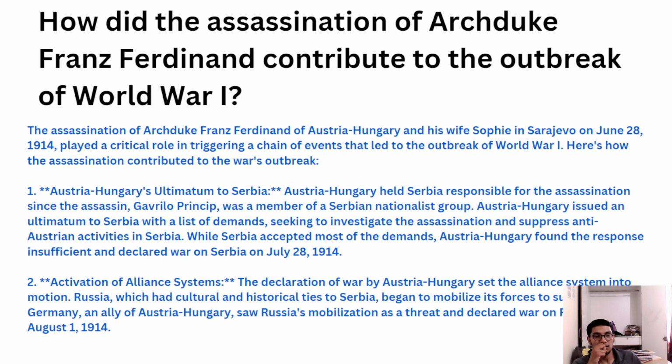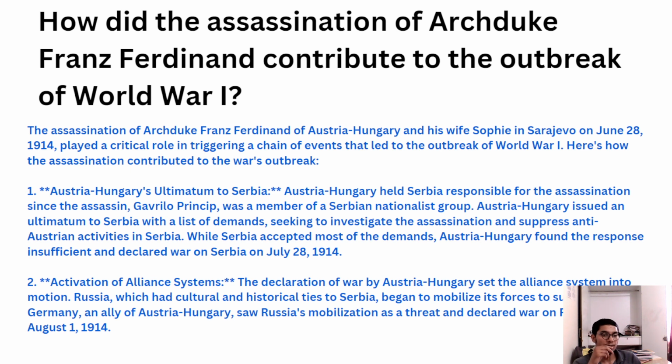Why does it declare war on Serbia? Austria-Hungary held Serbia responsible for the assassination since Gavrilo Princip was a member of a Serbian nationalist group. Then why Austria-Hungary issued an ultimatum to Serbia with a list of demands seeking to investigate the assassination? And why does Austria-Hungary want to investigate? Serbia should do its own, when it's a member of Serbia itself. While Serbia accepted most of the demands, Austria-Hungary found the response insufficient and declared war on Serbia.